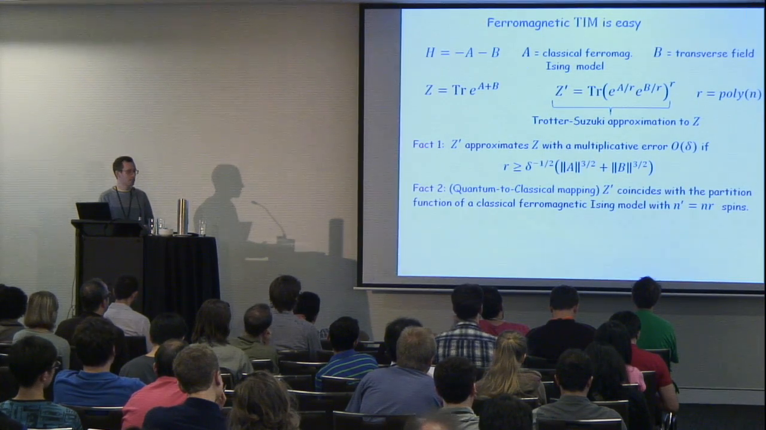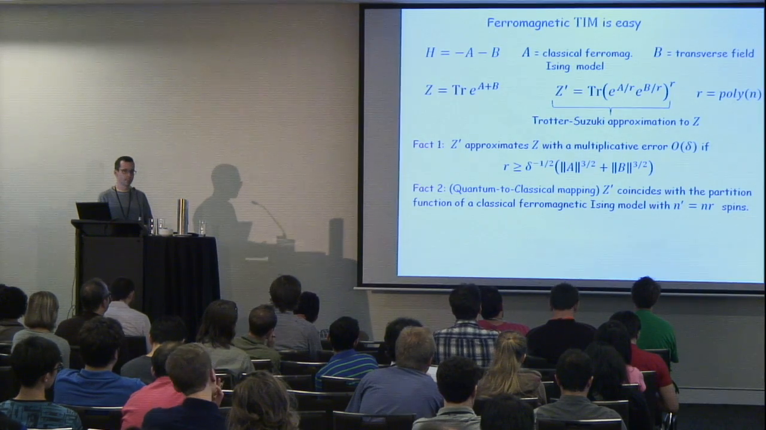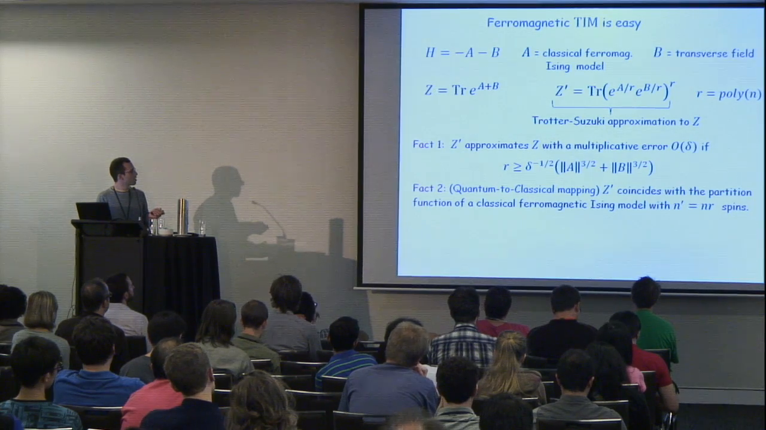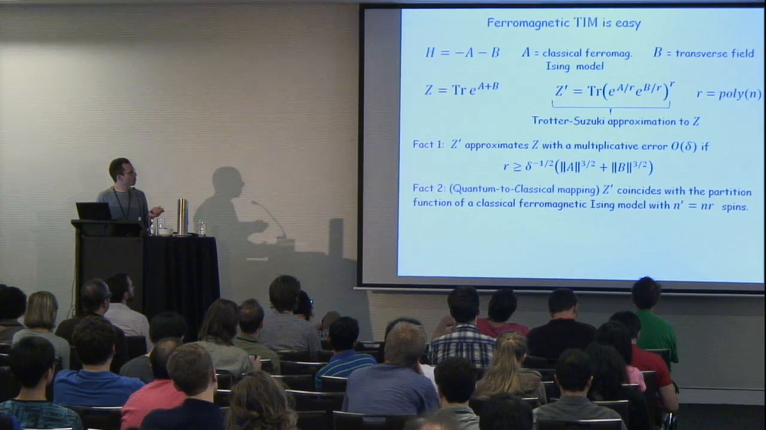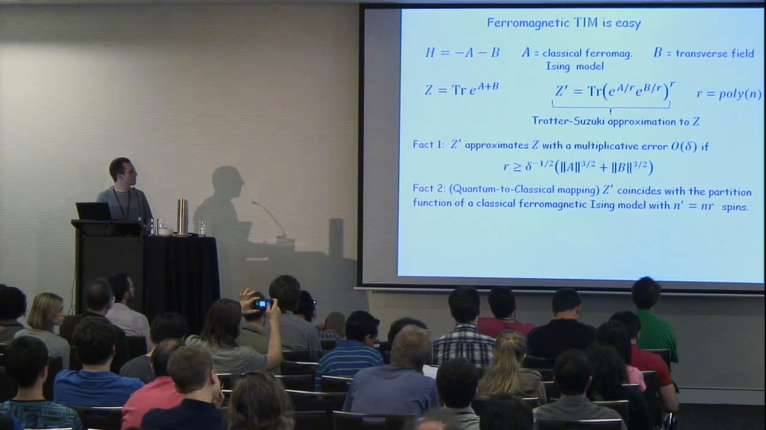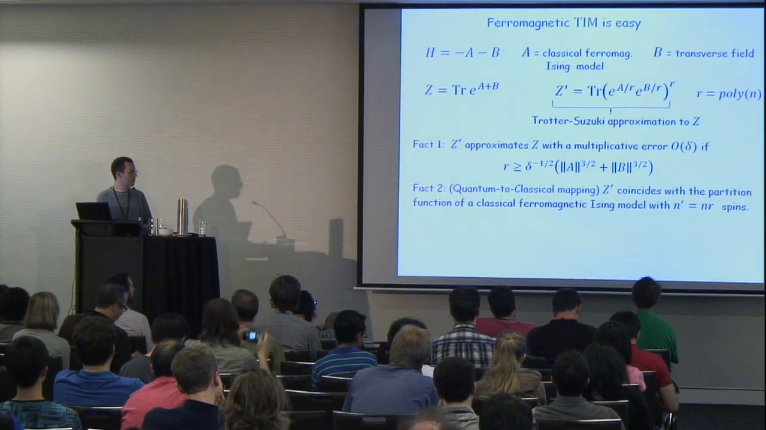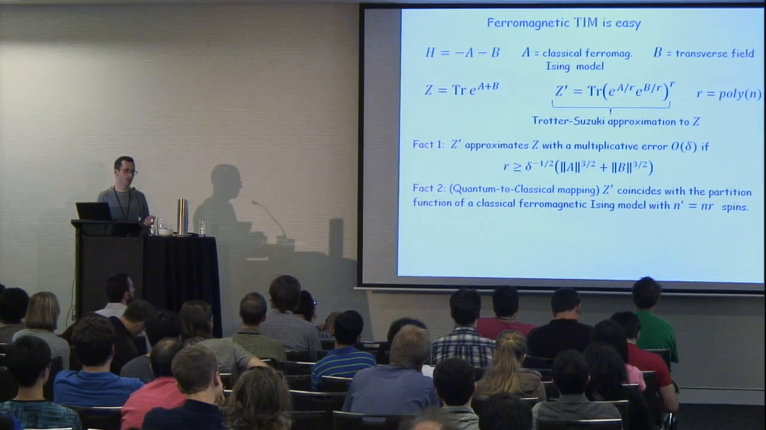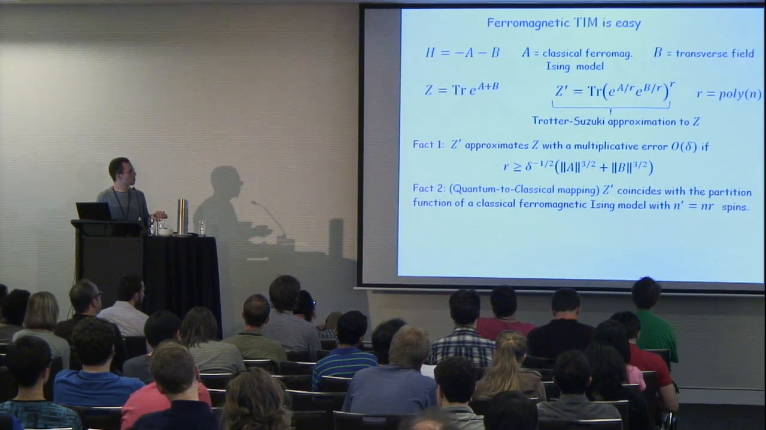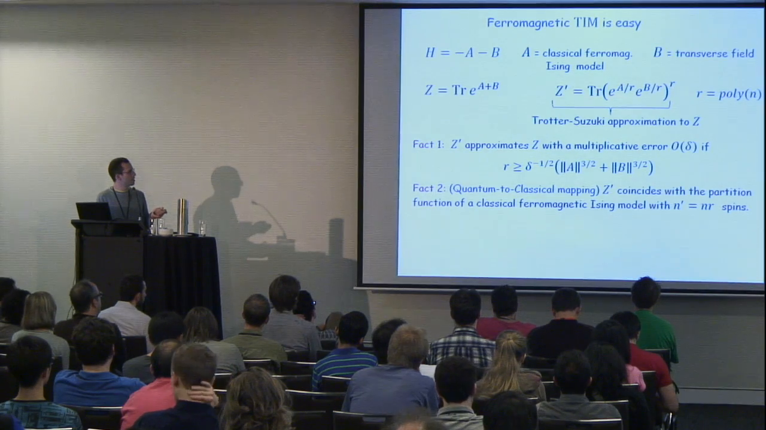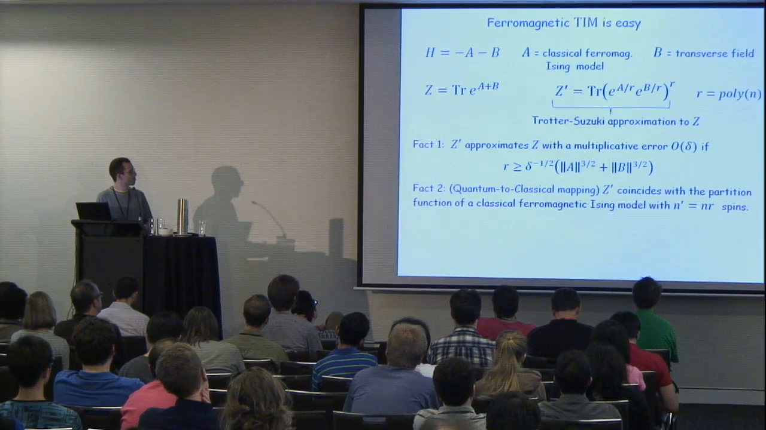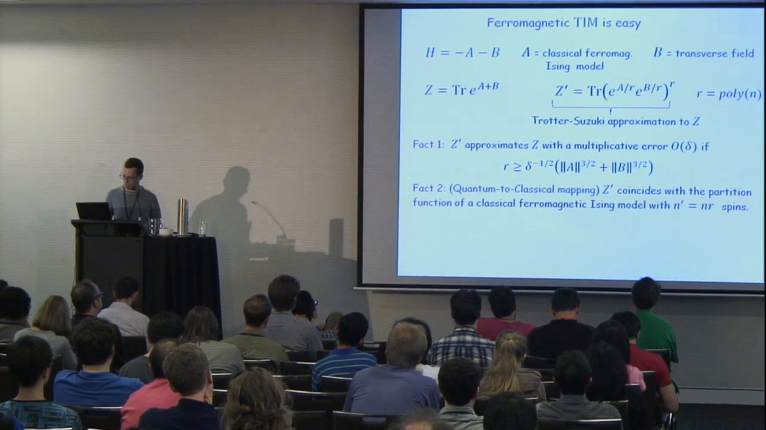The second fact is what's called the quantum to classical mapping. This forms the basis for many quantum Monte Carlo algorithms and is well known. This is just a number, and it is equal to the partition function of a classical ferromagnetic Ising model with more spins than you started with. The number of spins gets multiplied by r, and the way this is usually derived is by inserting complete sets of states in between each of these r operators that we've put in here, to get a path integral.